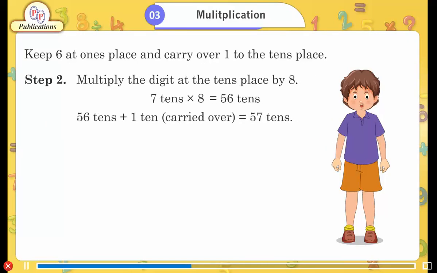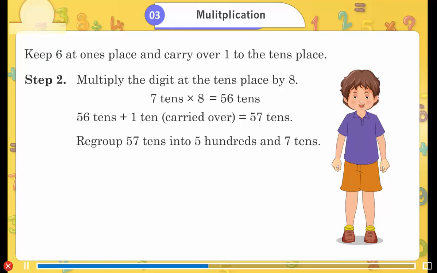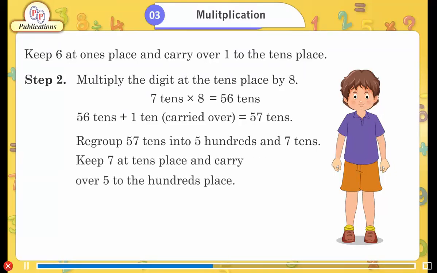Step 2. Multiply the digit at the tens place by 8. 7 tens × 8 = 56 tens. 56 tens + 1 ten carried over = 57 tens. Regroup 57 tens into 5 hundreds and 7 tens. Keep 7 at tens place and carry over 5 to the hundreds place.